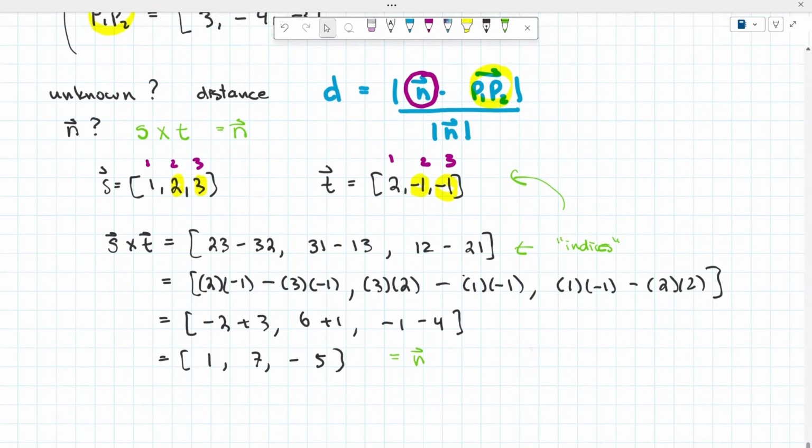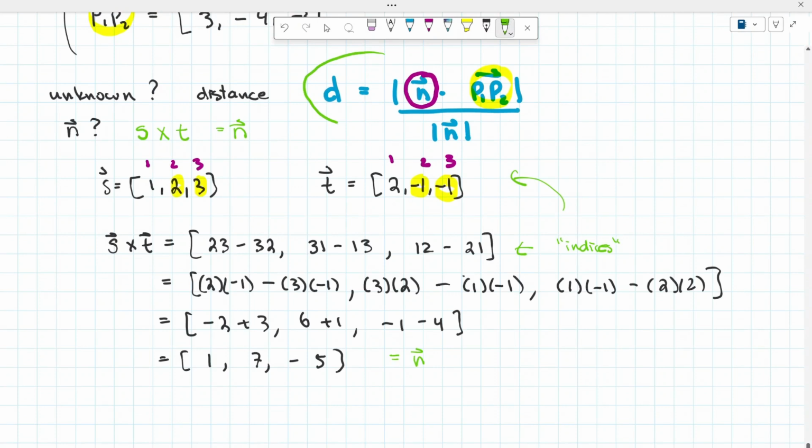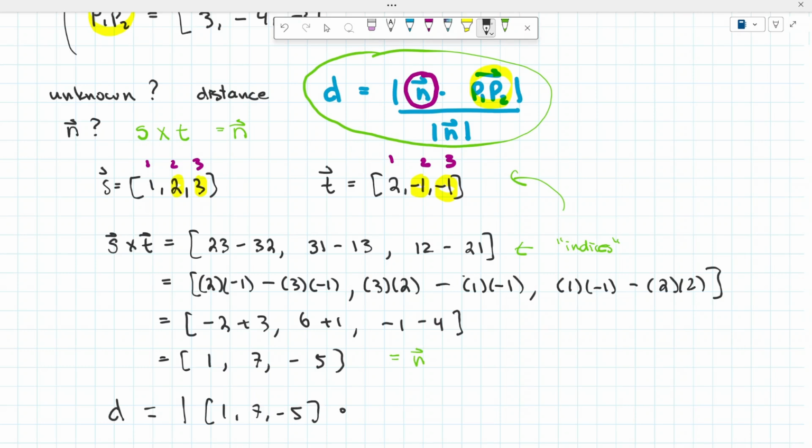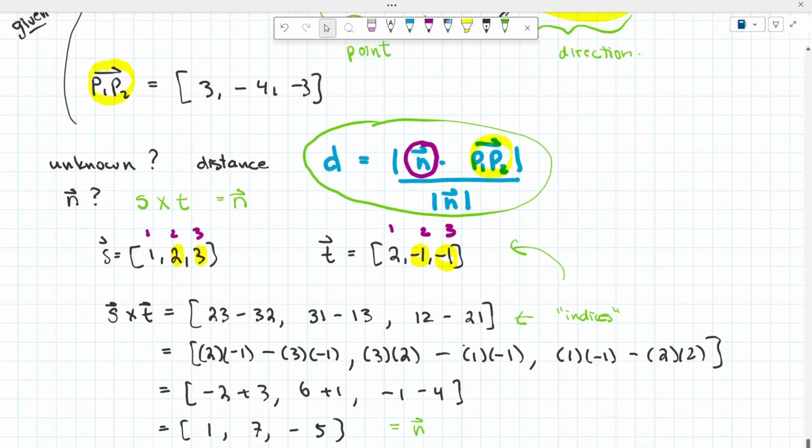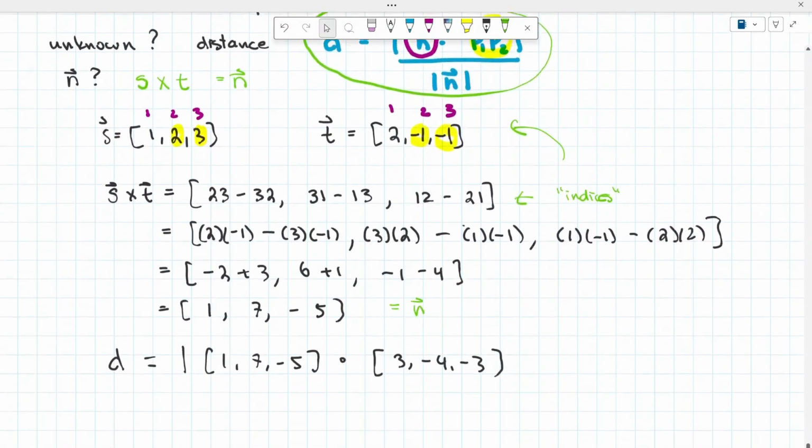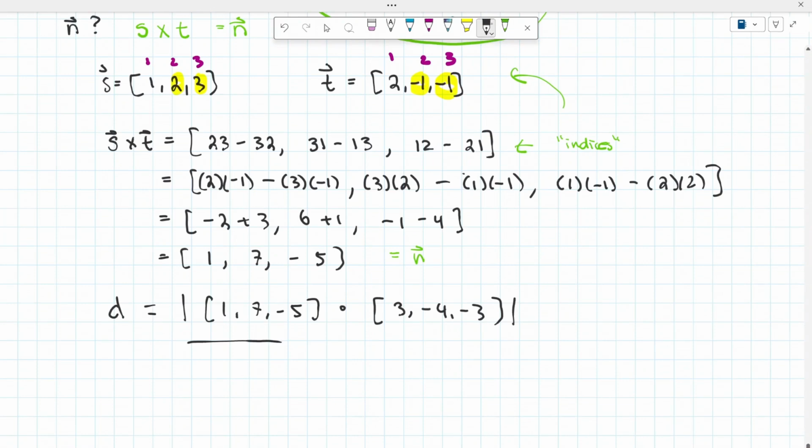So now we have all the information that we need. So we're going to go ahead and plug everything into our equation over here for distance. So let's do that now. So we have that our distance equals the absolute value or magnitude of n, which is 1, 7, -5, dot P1, P2. And our P1, P2 is 3, -4, and 3. So that was given to us right over here. And then we're going to divide this all by the magnitude of n, which is 1, 7, and -5.